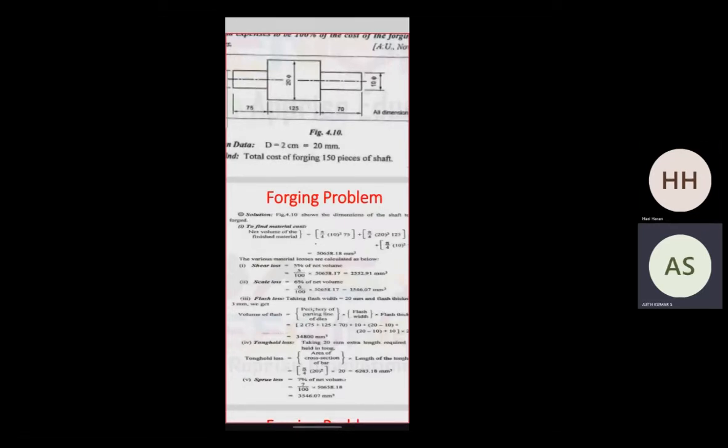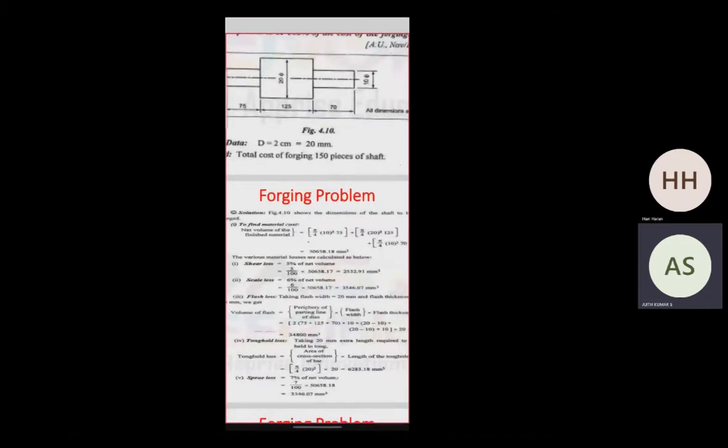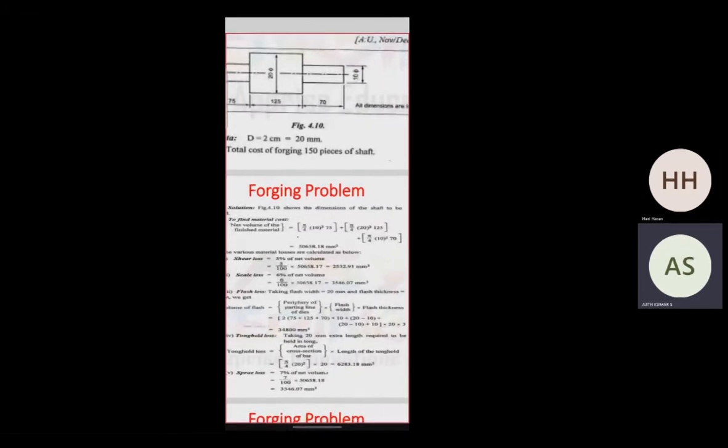So we will get 10 plus 20 minus 10 plus 10. These are the periphery parting line of dies. And we want to multiply with the flash width. The flash width is 20 mm and the flash thickness is 3 mm. So we will get volume of flash is equal to 34,800 millimeter cube.